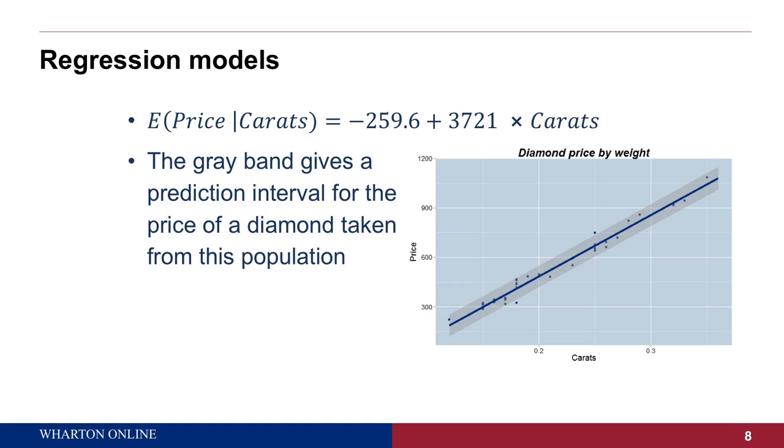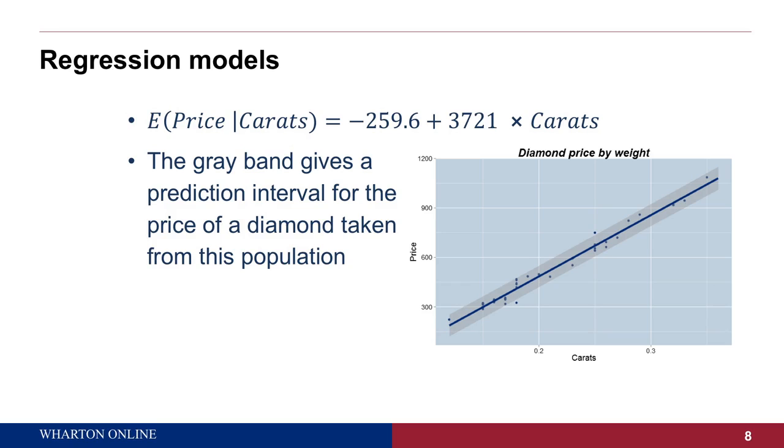It's approximately linear. And what a regression model does is take the data as an input and find the best fitting line, in this instance, to the data. And I've written down the formula for the best fitting line. And that best fitting line is the blue line that you can see superimposed on the graphic. And around the blue line, I've plotted a gray band. And that gray band is termed a prediction interval.